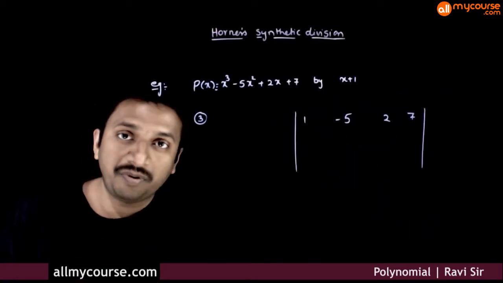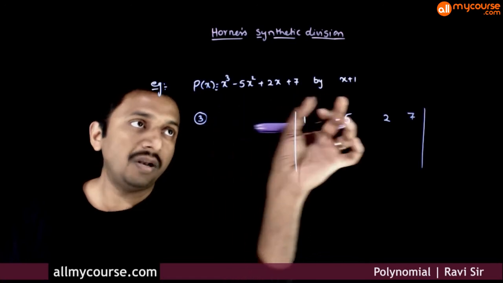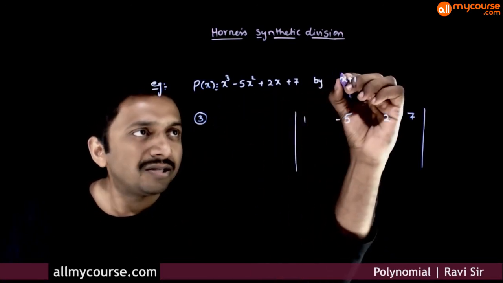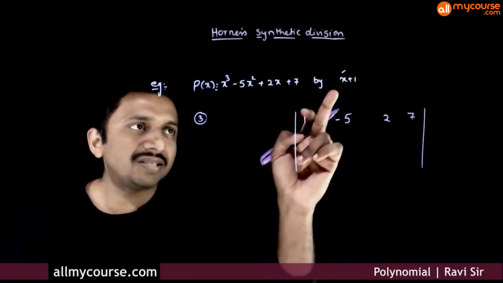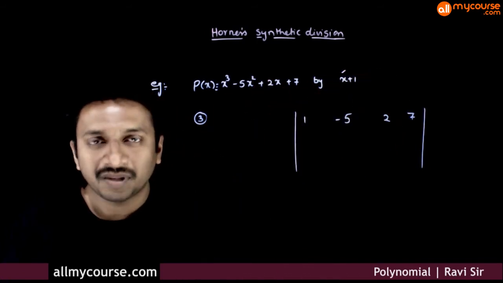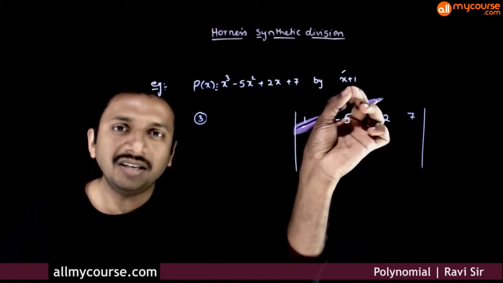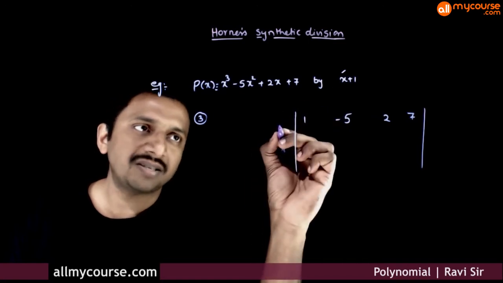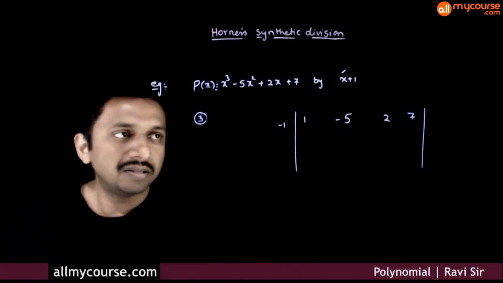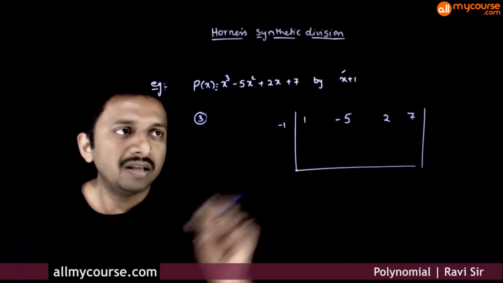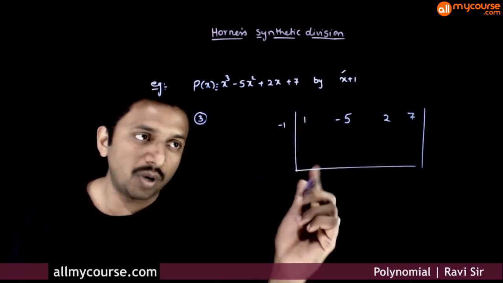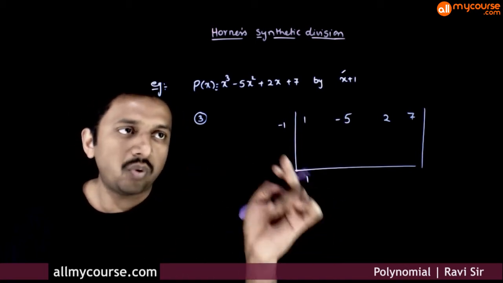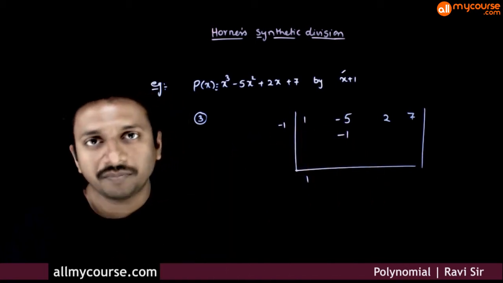So the final level of simplification when you want to divide a polynomial by a linear polynomial is that we stop taking the leading coefficient. We just ignore the leading coefficient. We don't write it and just change the sign of the constant term. So if you want to divide by x plus 1, just write minus 1 here. So now, in the first stage, we just carry over the leading coefficient here, 1. And 1 into minus 1 is minus 1.